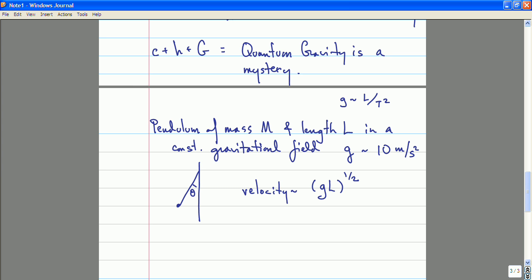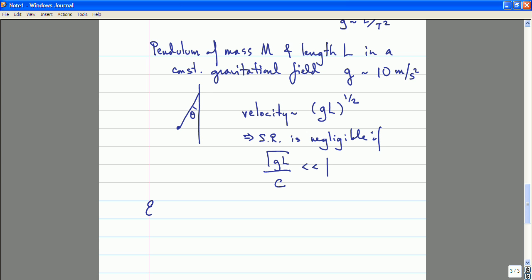So that means that special relativity is negligible if the square root of gL divided by c is much less than 1. The velocity is slow compared to the speed of light. And we can take this observation one step further and estimate the size of the corrections due to relativity. So, for example, let's estimate the period of the pendulum, estimate the corrections to the period of the pendulum due to special relativity.